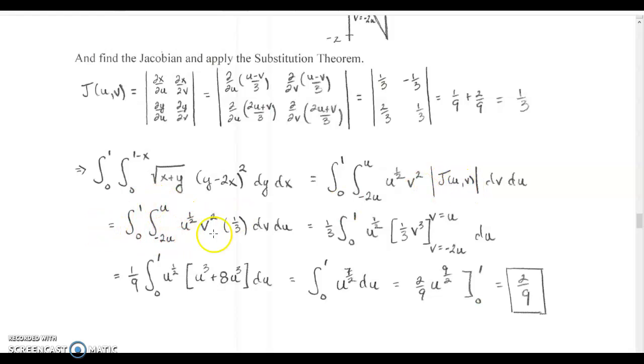I'm going to bring that 1/3 out, and now I have a very simple integral to integrate. First I integrate with respect to v, leave the u to the 1/2 alone, and I get 1/3 v cubed, evaluated from minus 2u to u. So I'll bring out the 1/3 first. That gives me 1/9. Evaluating at u is u cubed, minus evaluating at minus 2u, which is plus 8u cubed. So that's 9u cubed divided by 9, which just becomes u cubed. u cubed times u to the 1/2 is u to the 7/2. So I now have the integral from 0 to 1 of u to the 7/2, which is 2/9 u to the 9/2, evaluated from 0 to 1, which gives me 2/9 as my answer.